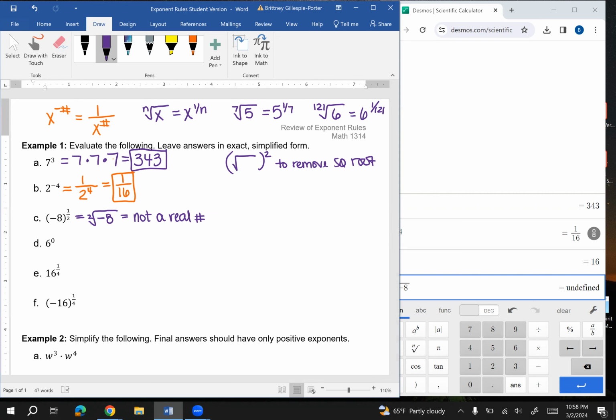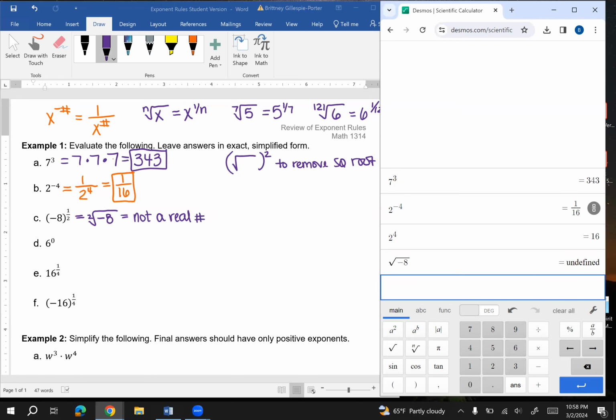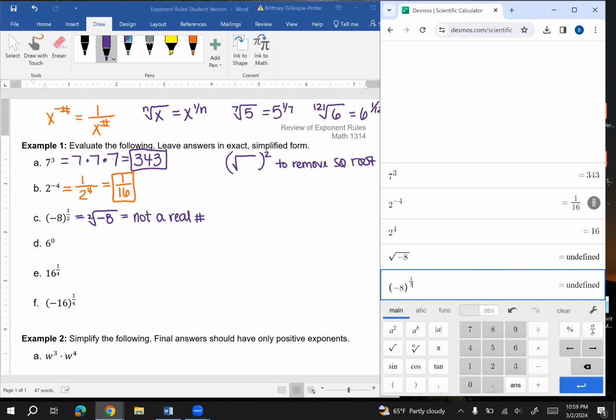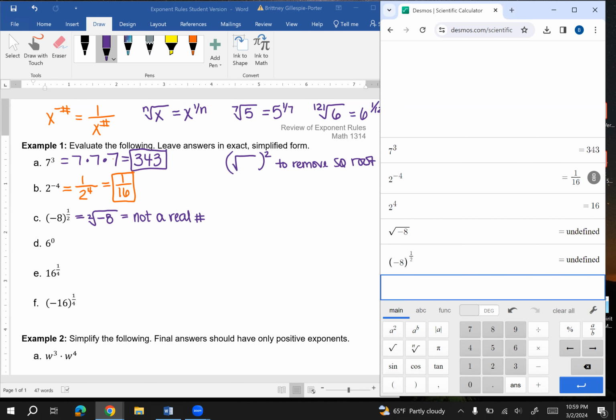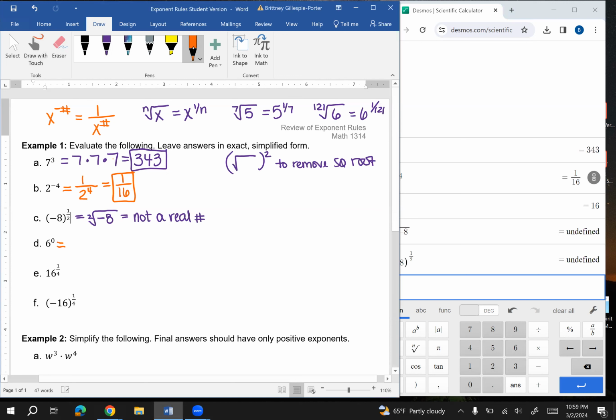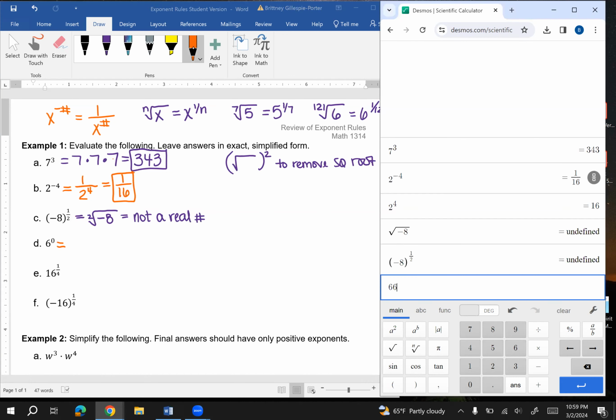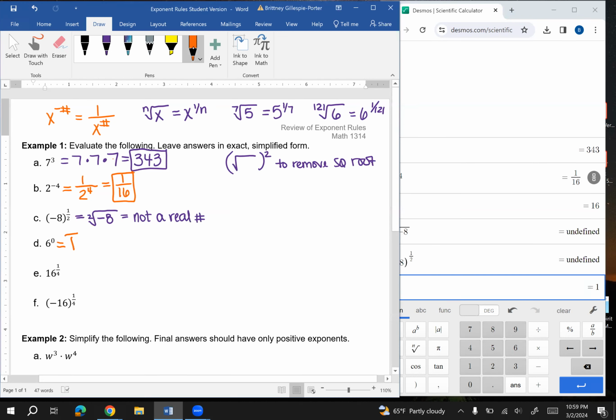You can also enter this into your calculator with the fractional exponent, but you would need to put parentheses around that -8. So -8 in parentheses with your exponent, 1 divided by 2 still gets you undefined. 6 to the 0, if I could enter it correctly into the calculator, is 1. Anything to the 0 power is 1.